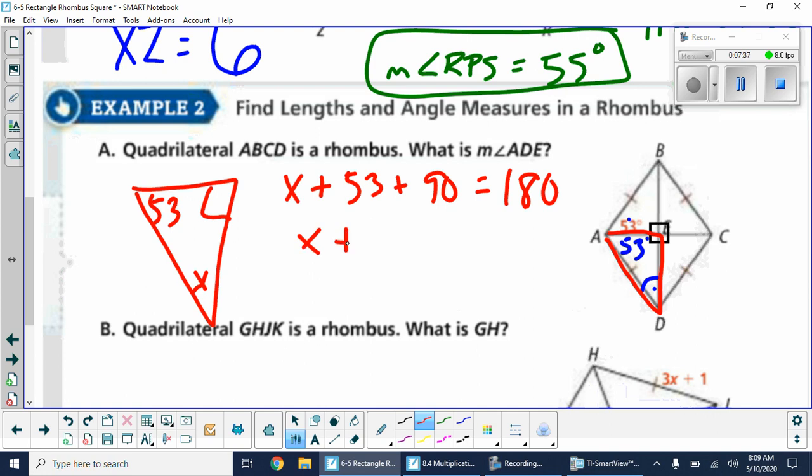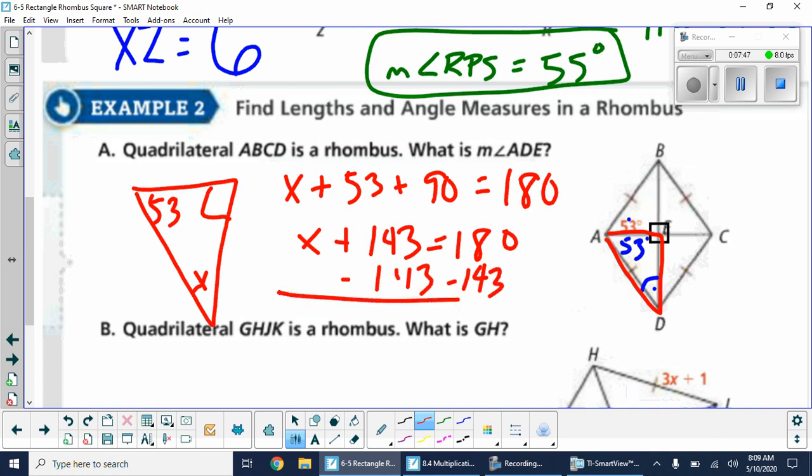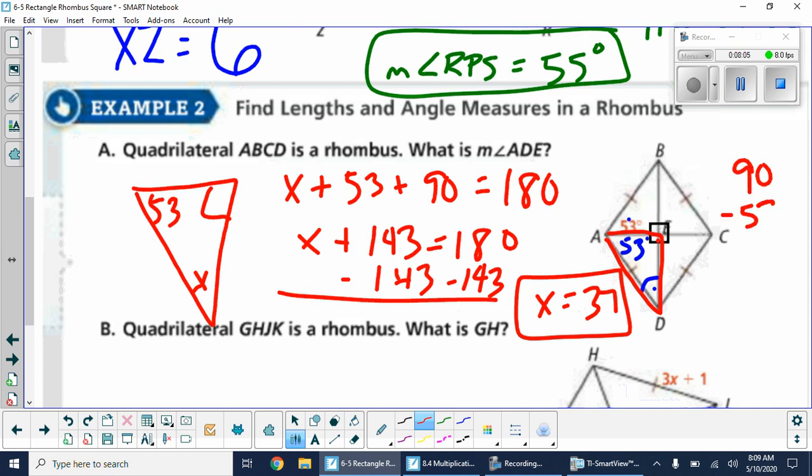So this is going to be X plus 143 is equal to 180 after we combine like terms. Subtract 143 and that leaves us with X equals 37. So that would be our answer, 37 degrees. Now a shortcut we could take is if we know it's a rhombus and we know that angle is 90 degrees in the middle, you could just do 90 minus the angle that they give us, 53, and get 37 also. Either way, we can get 37 degrees for that angle right here.